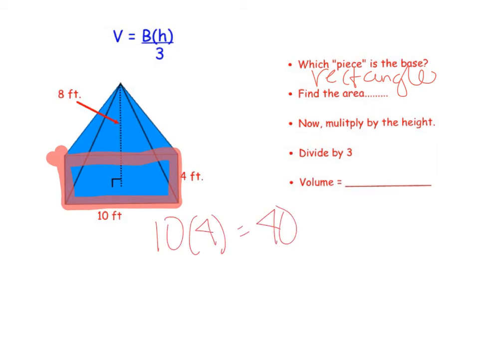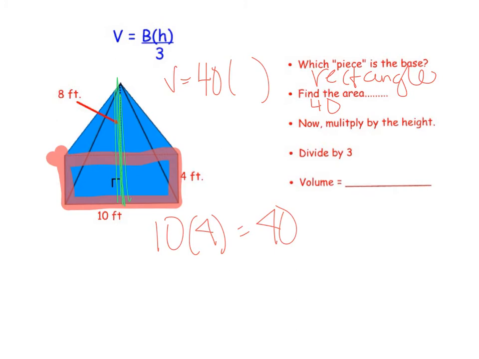So let's plug that in to our formula. Volume equals area of the base, which is 40, times the height. Now, it's very important in a pyramid that when we find the height, we're finding the height from the base to the very top of the pyramid. If I'm going to find the height from the very base of the pyramid to the very top, where all of the sides meet, that is this height here.